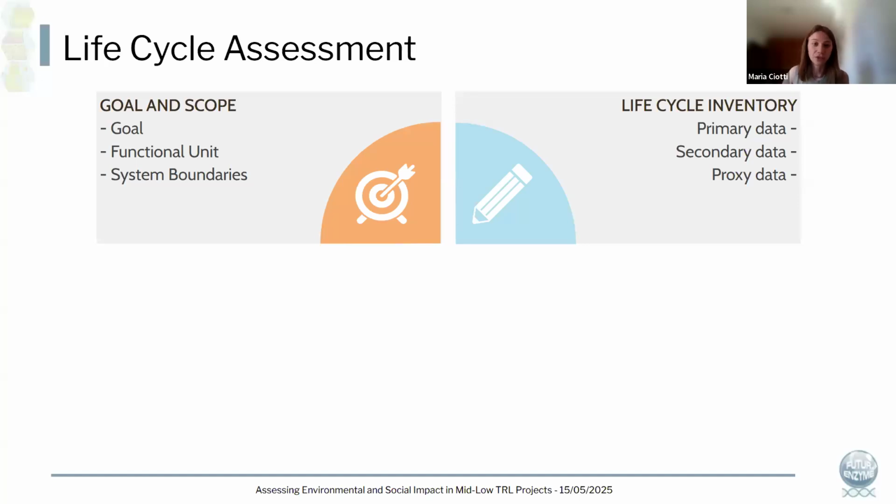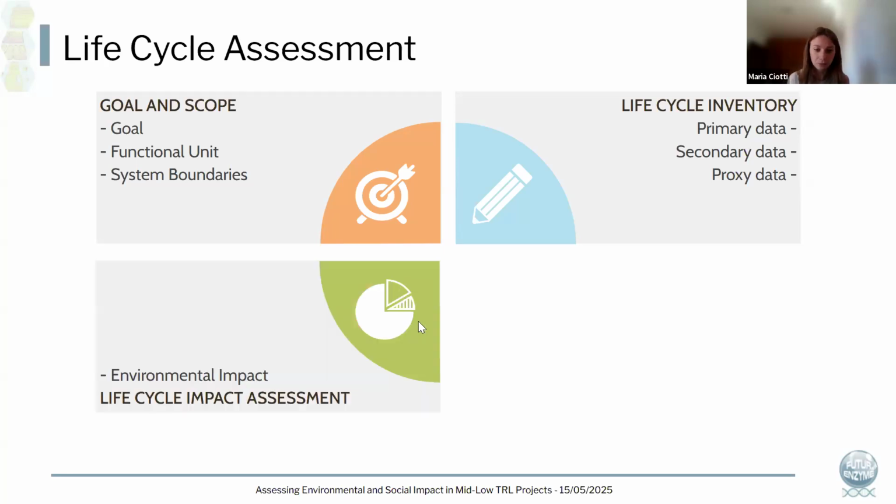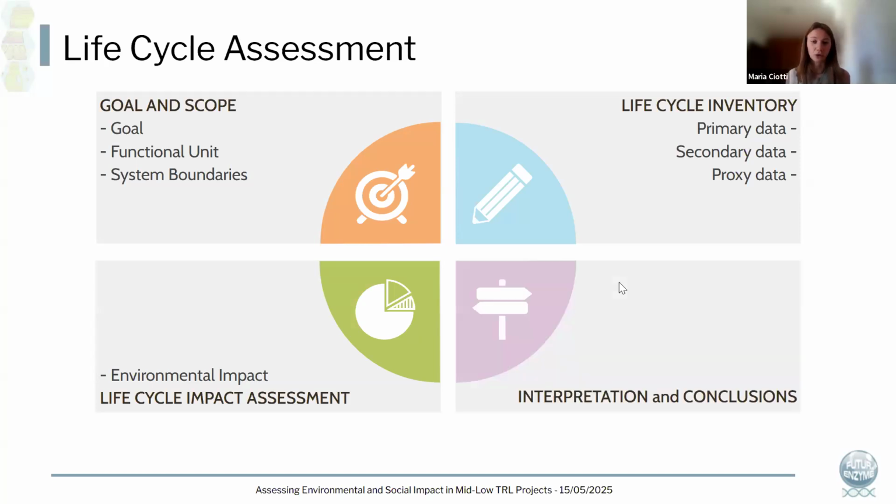Once we collected all the inventory, we can go to the third stage, that is the life cycle impact assessment, in which we transform all our mass flows into environmental impact. And then the fourth and last stage is the interpretation of the results and the conclusion, when we can analyze what were the results of our study, what we can learn from it, and then we set the conclusion.